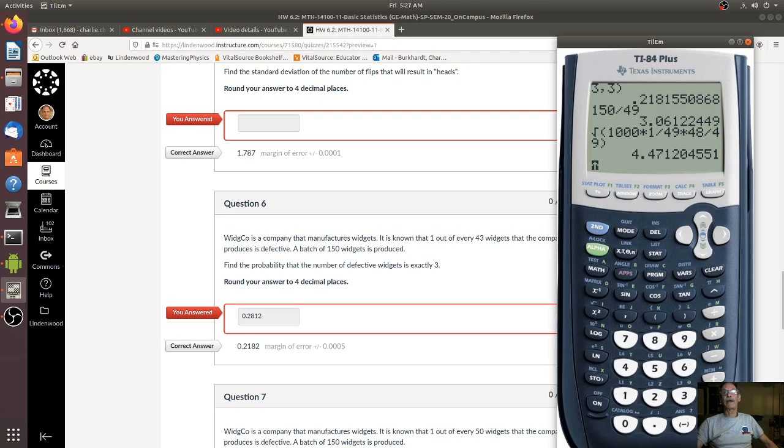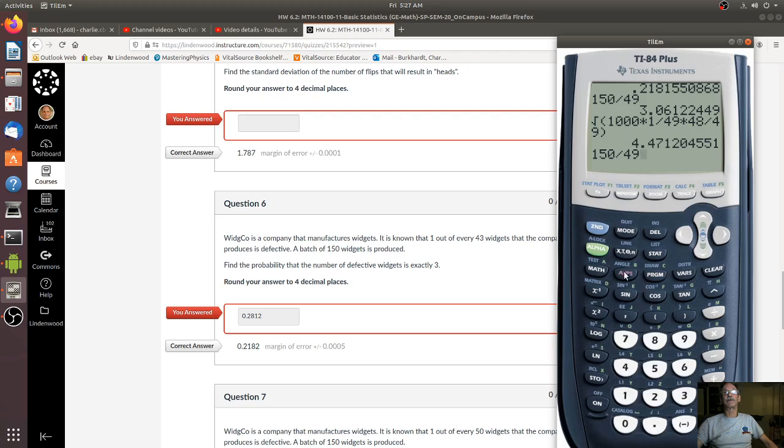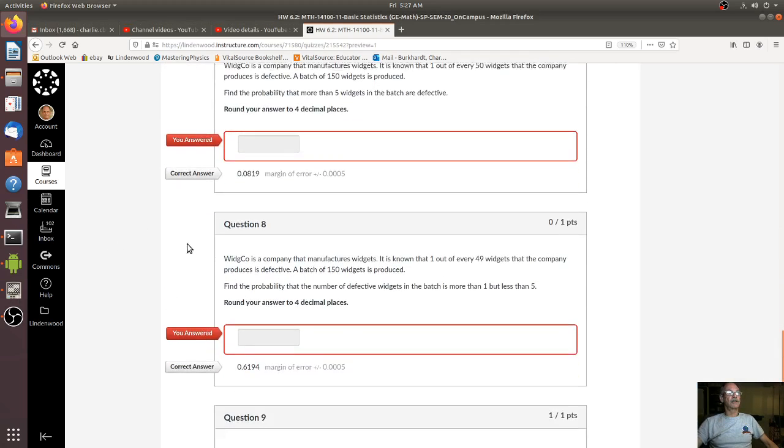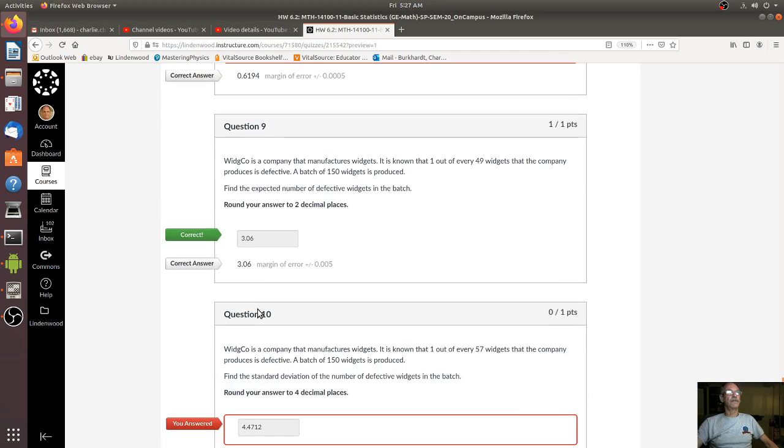So let's go back. Second enter. See where we were doing that problem. Second enter. 150, 1 over 43. Here it is. Exactly 3. 0.21. You see, I switched it around. My dyslexia is acting up today. So that's not a problem. And let's check the last one. See if it worked. Yep.